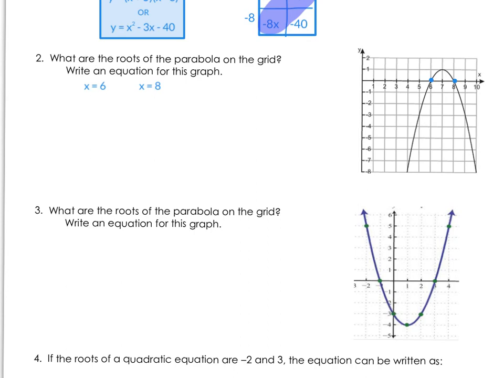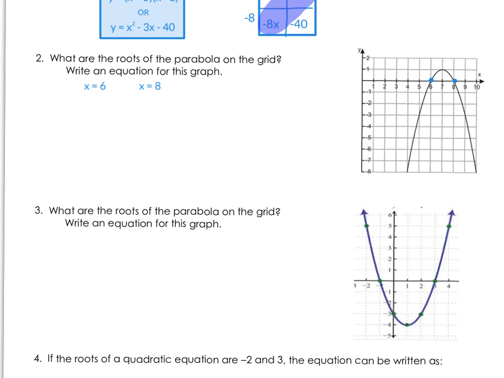The next part says write an equation for this graph. Well, if I know that these are the roots, how can I work backwards to then find out what the factors are that these roots came from, and then furthermore simplify it to write this quadratic in standard form? Pause the video and see if you can answer that question before moving forward.